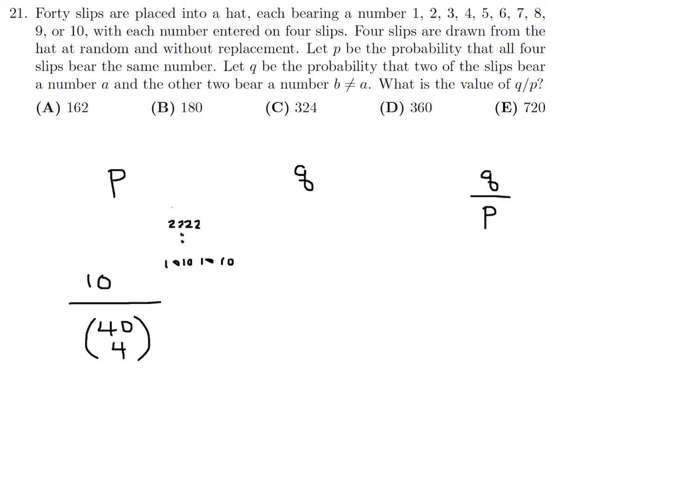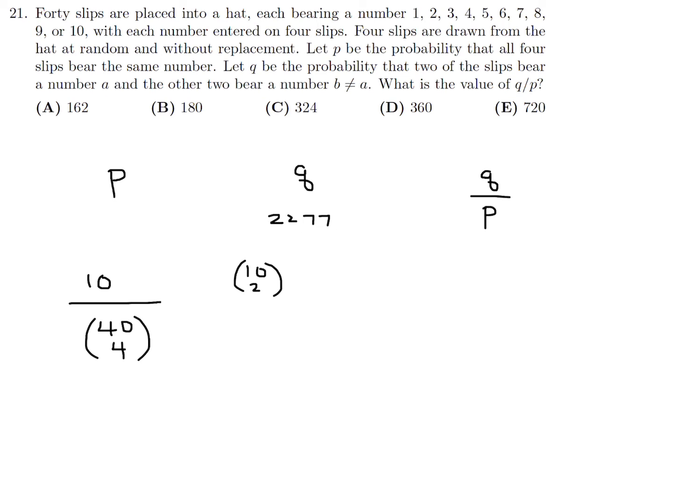Q is a little bit more complicated. Q is a scenario like 2277. So you have a number that's on 2 slips and another number that's on the other 2. So the first thing we have to do is, from the 10 numbers, we have to choose 2 of them. So 10 choose 2. And then, like I did here, I chose 2 and 7.